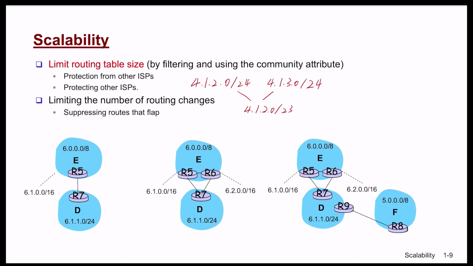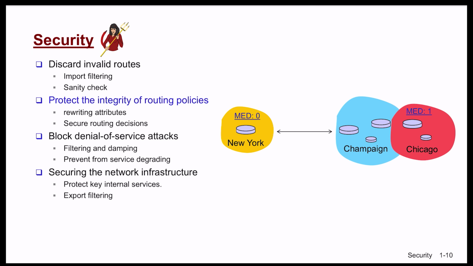Another issue in scalability is to limit the number of routing changes. This can be done by flapdam. Flapdam works by maintaining a penalty value associated with the route, and the penalty value will be incremented whenever an update happens. When the penalty surpasses the threshold, the route will not be selected for some time. The last topic is security.